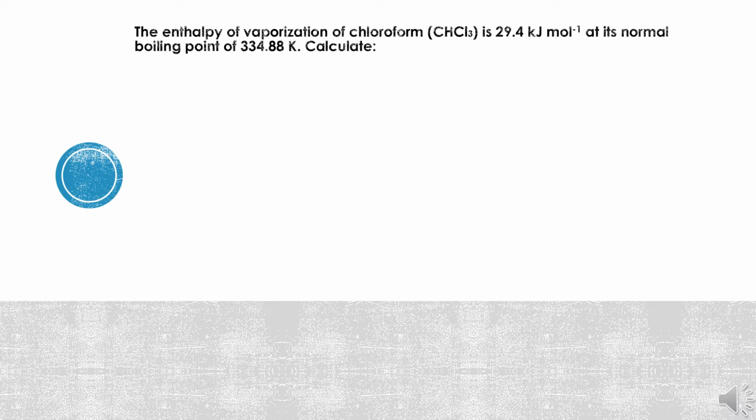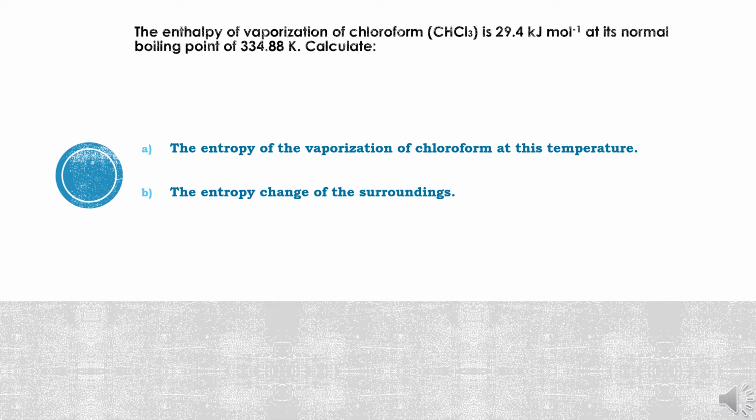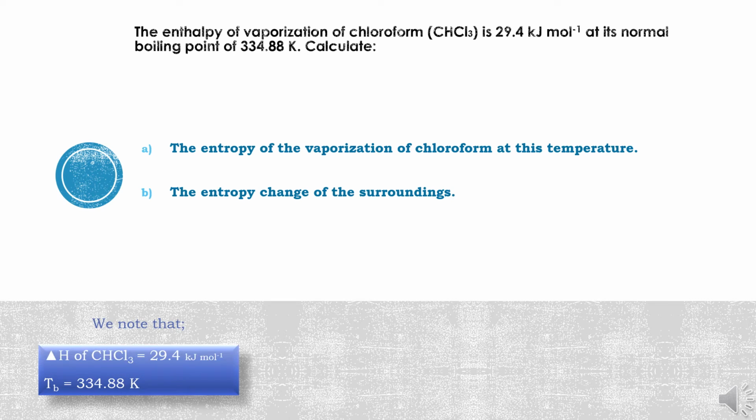The enthalpy of vaporization of chloroform, CHCl3, is 29.4 kJ per mole at its normal boiling point of 334.88 Kelvin. Calculate the entropy of vaporization of the chloroform at this temperature and the entropy change of the surroundings. We note that the information given is the delta H of chloroform, which is 29.4 kJ per mole, and also the temperature, which is 334.88 Kelvin.